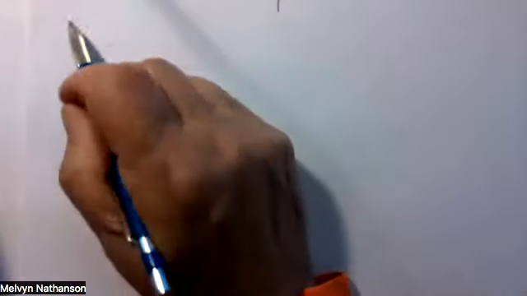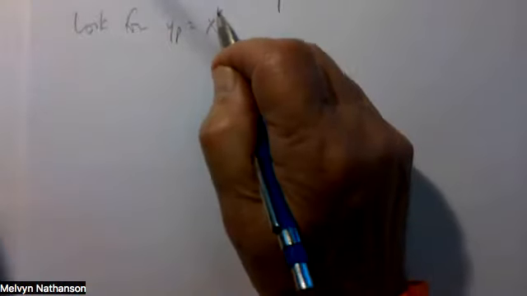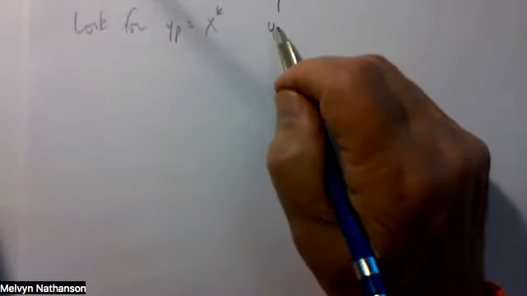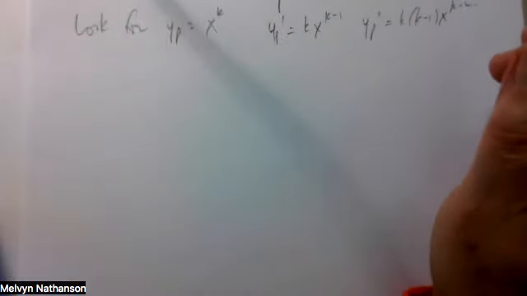Okay, so I guess one way to do this is to think about it like this. Suppose we look for a particular solution which is a power of x, maybe x to the k. So what would be a good choice for k, for this exponent? So if y is x to the k, the first derivative is k x to the k minus 1. The second derivative is k times k minus 1, x to the k minus 2.